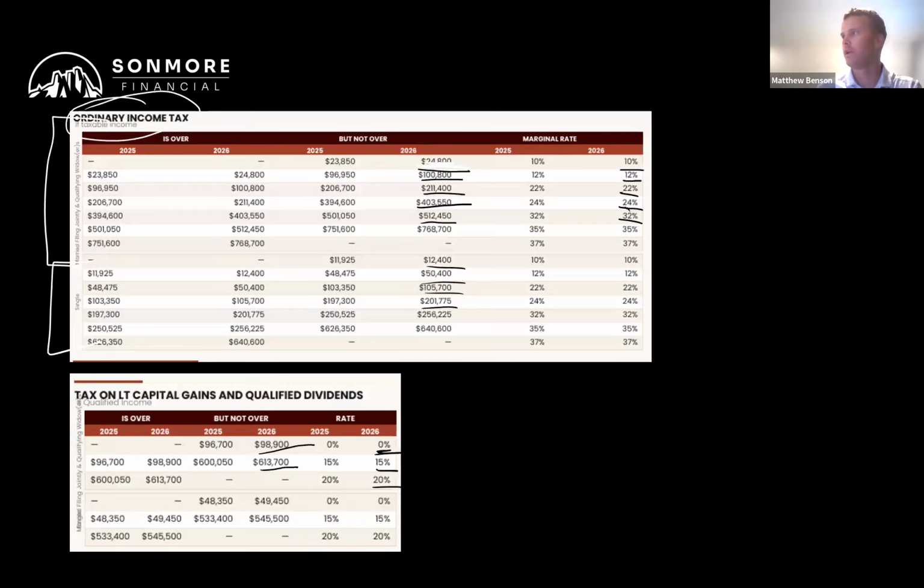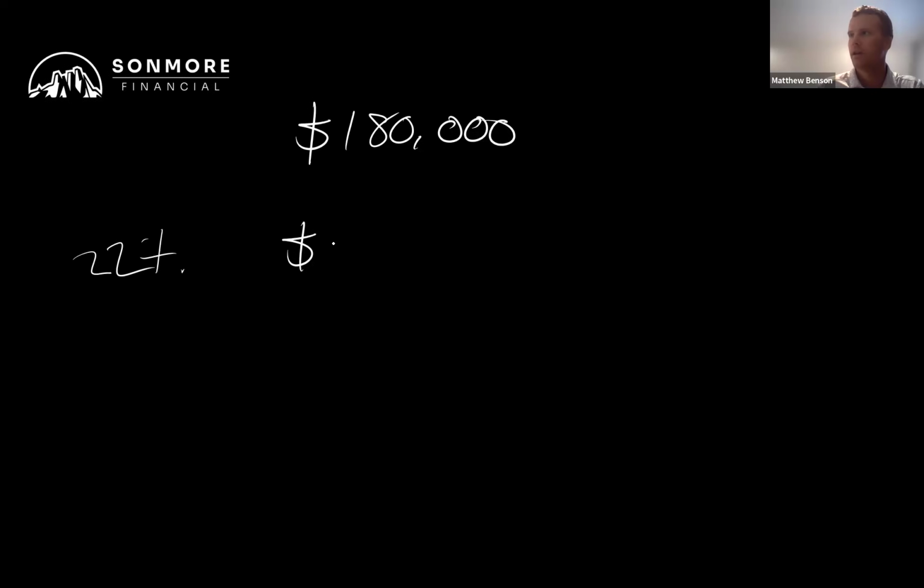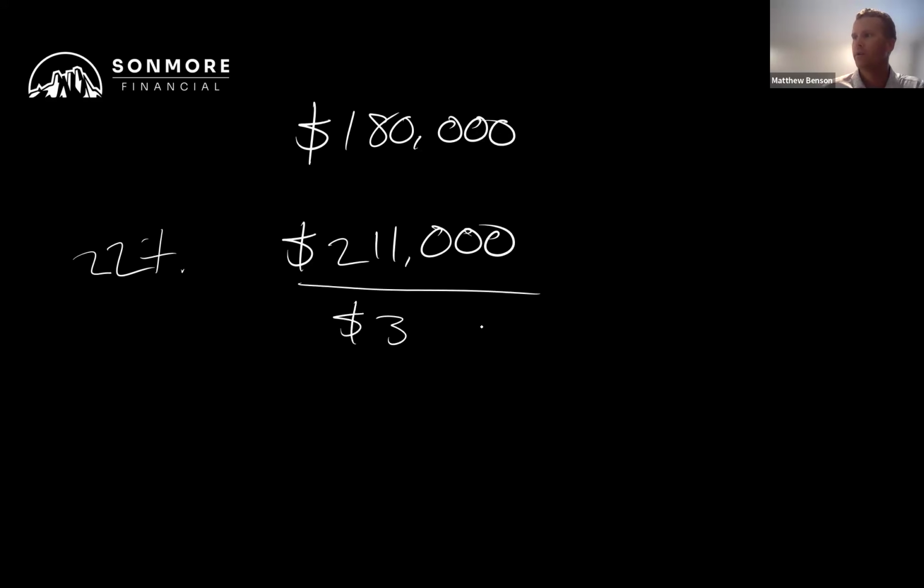say that you're trying to stay within the 22% tax bracket here. And in 2026, you can see that's $211,000 here. So let's say that your normal income ends up being about 180,000 of taxable, and our target for the top of the 22 is 211,000. So we have about $30,000 to work with and not go up to the next tax bracket.